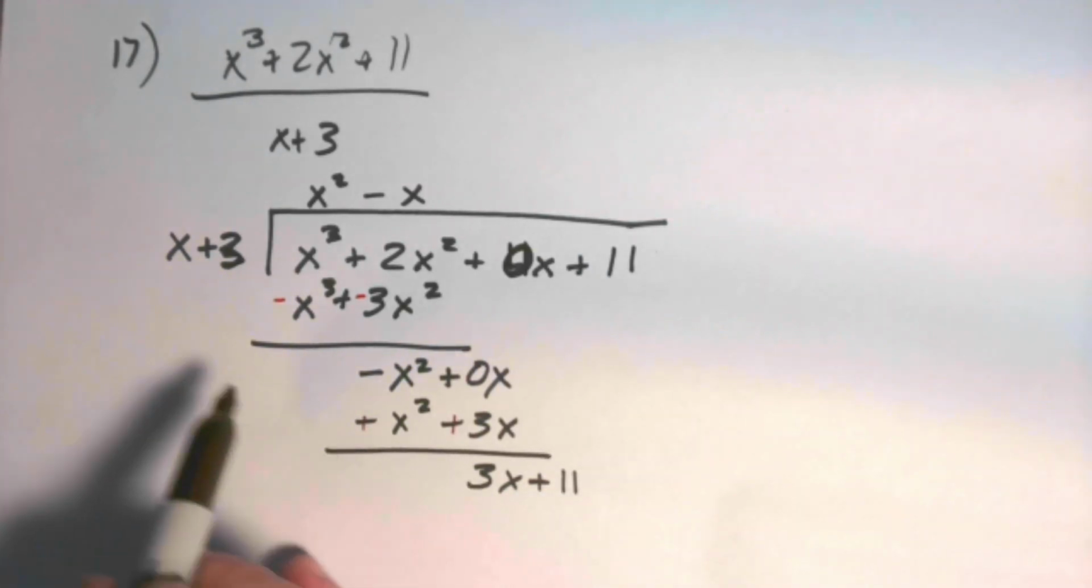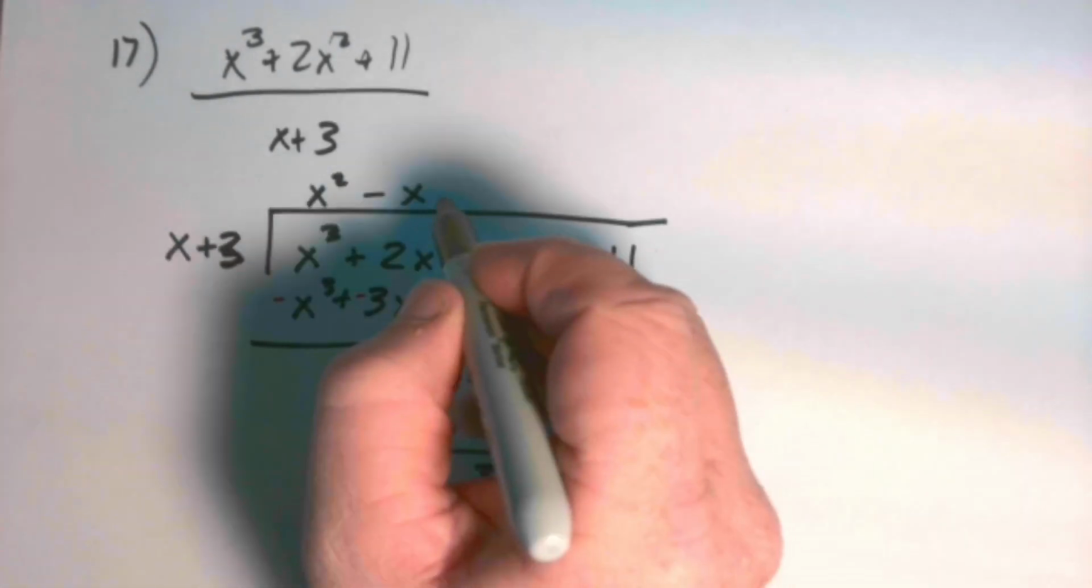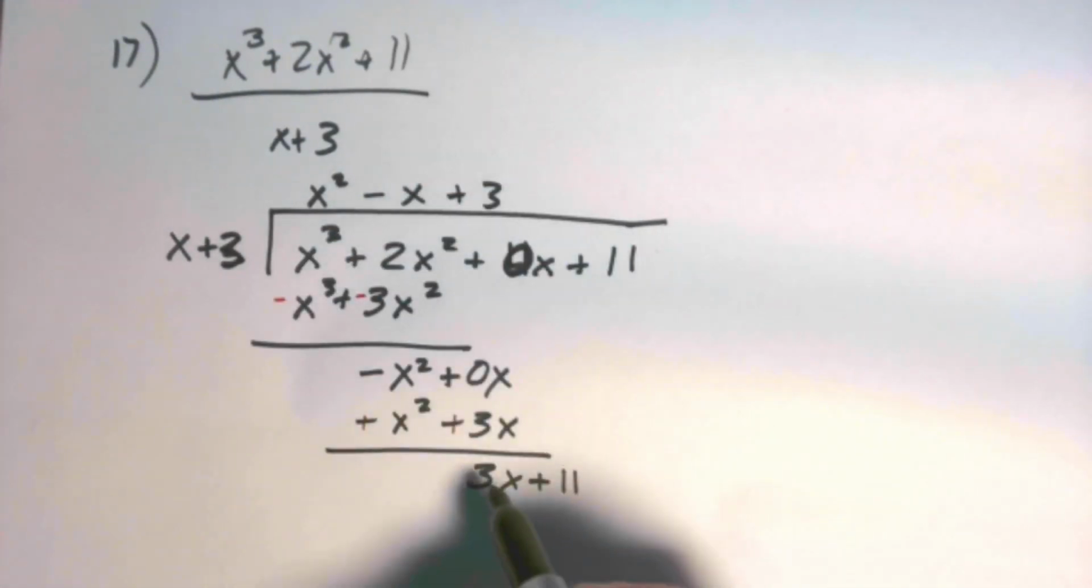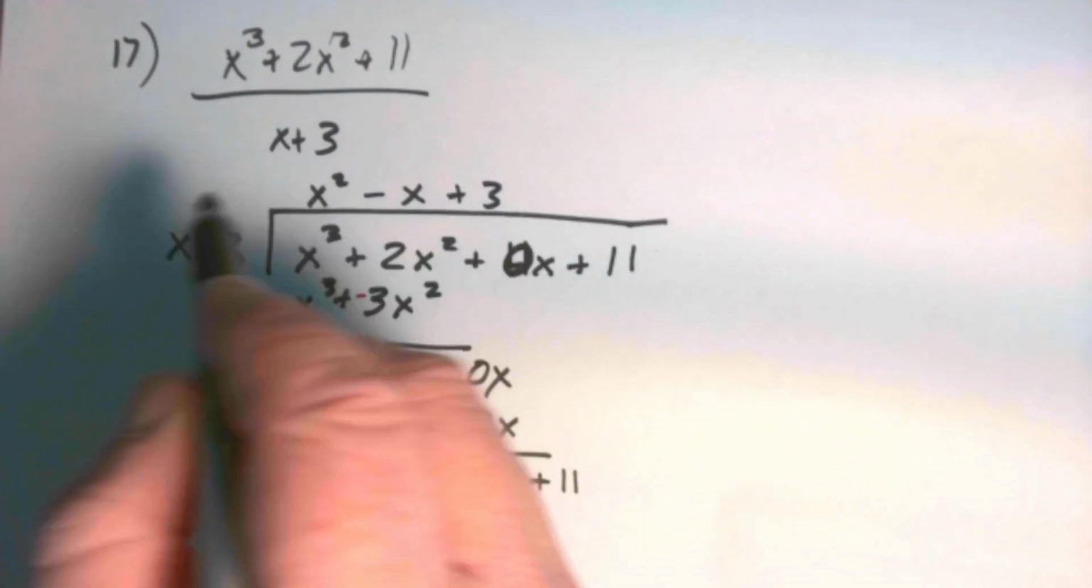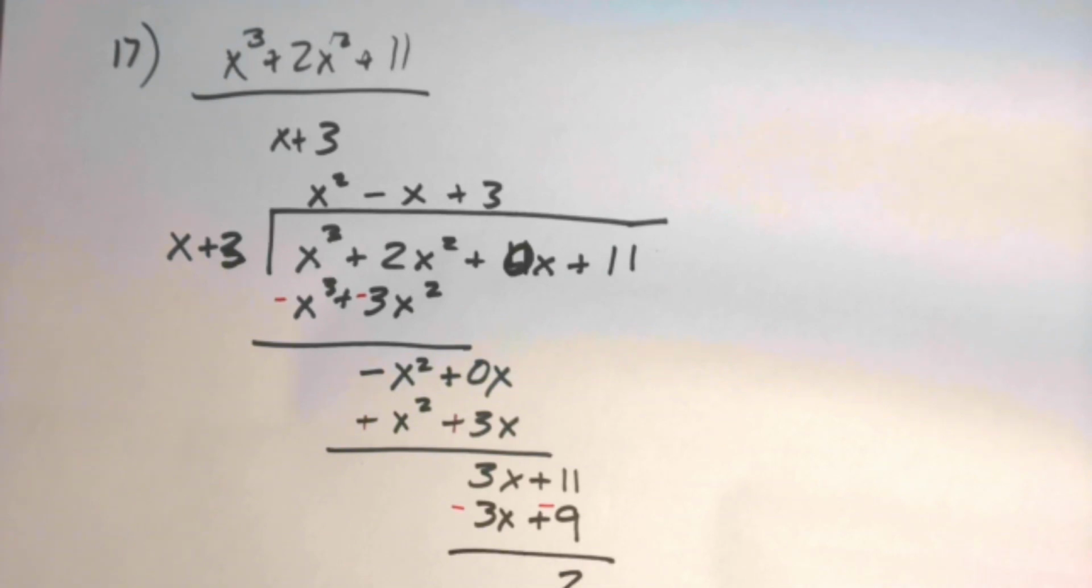Okay. And then when I do this again, x times what gives me 3x? Well, that's going to be 3. And so I'll multiply 3 times x plus 3. I get 3x plus 9. And then I want to go ahead and subtract. And so I get a remainder of 2.